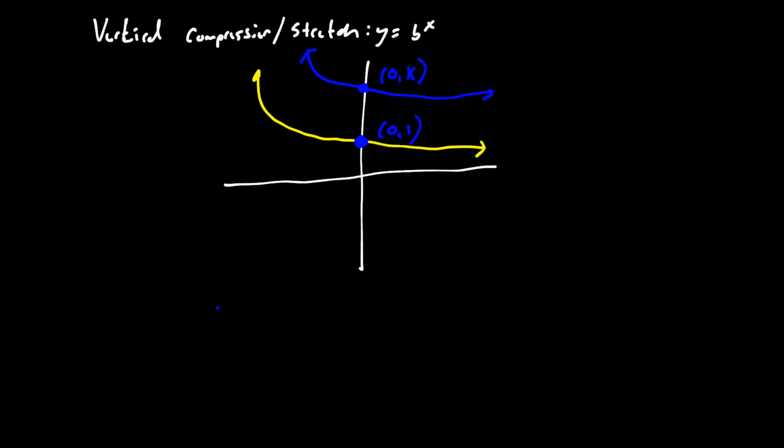And so this is, again, done by multiplying our original equation by some constant k, where the absolute value of k is greater than 0. When k is greater than 1, this is called a stretch. And when k is between 0 and 1, this is called a compression.